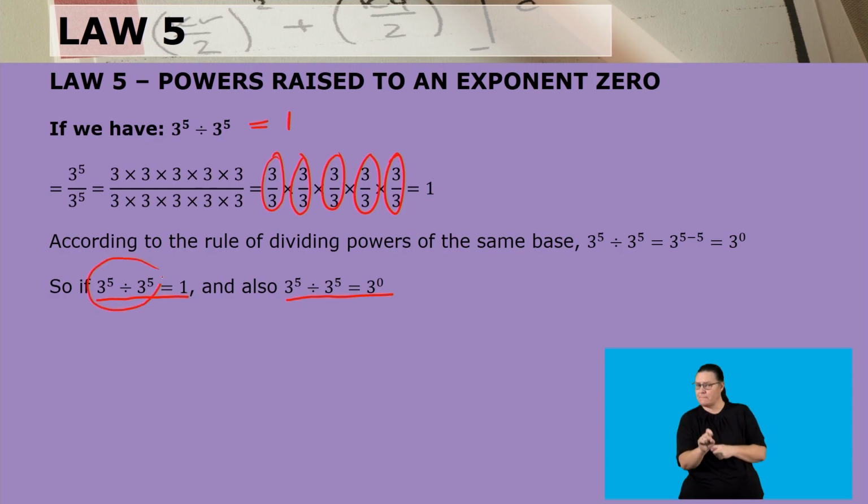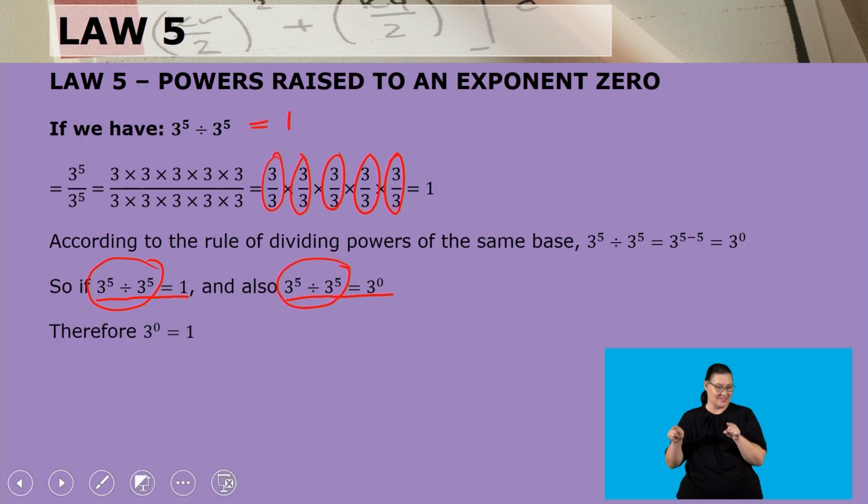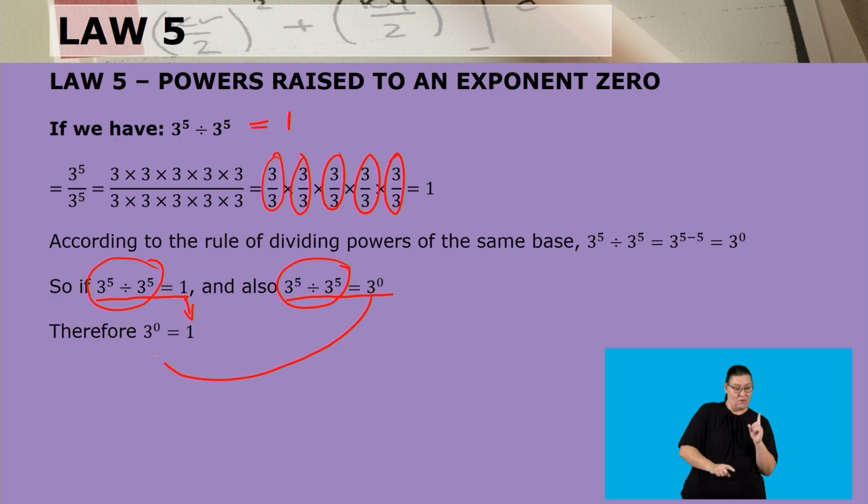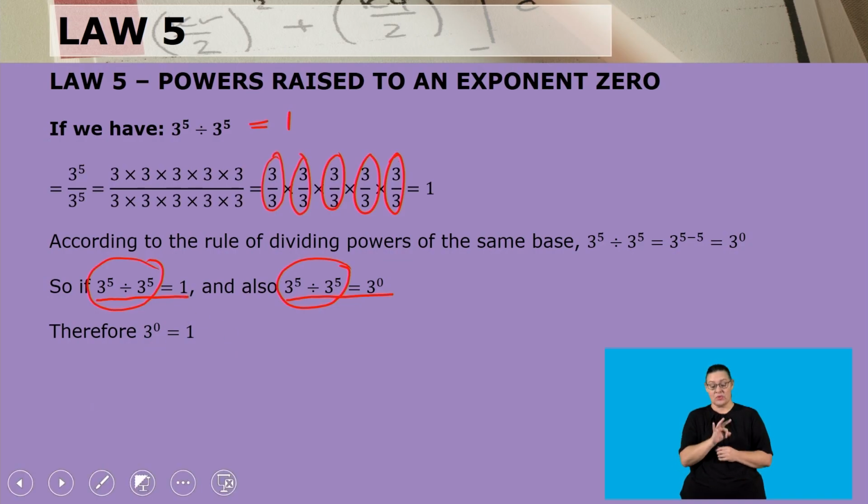Since 3 exponent 5 divided by 3 exponent 5 is the same as 3 exponent 5 divided by 3 exponent 5, we can therefore conclude that what they are equal to, meaning this one and this 3 exponent 0, are equal to each other. That means that 3 exponent 0 is equal to 1. Now, will this be the case all the time?